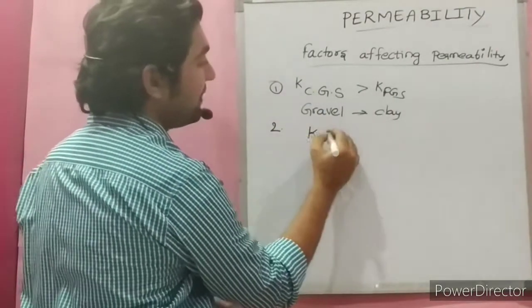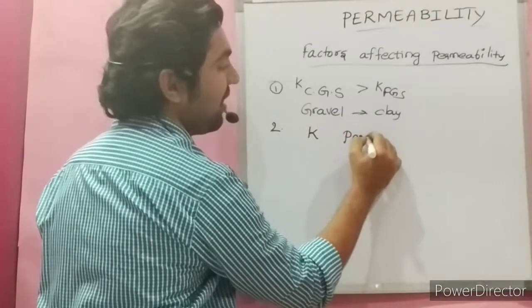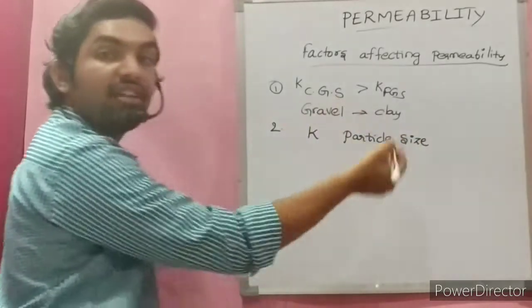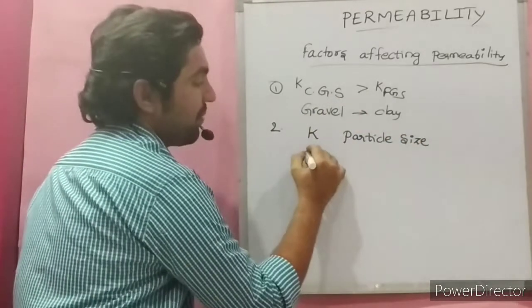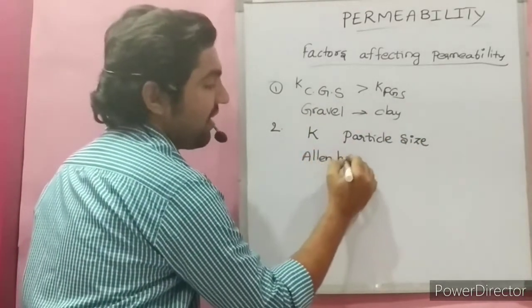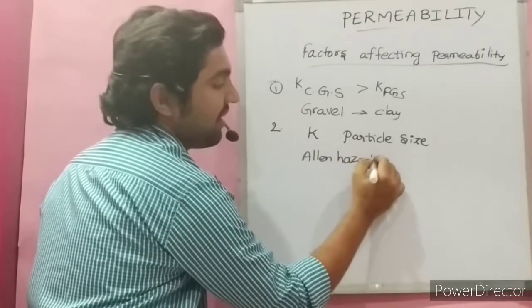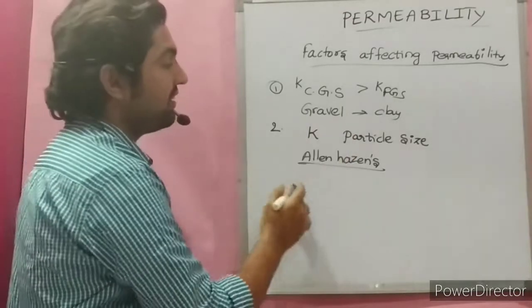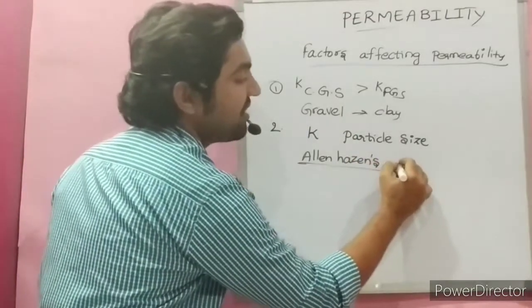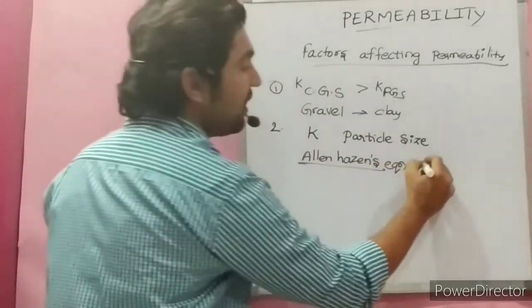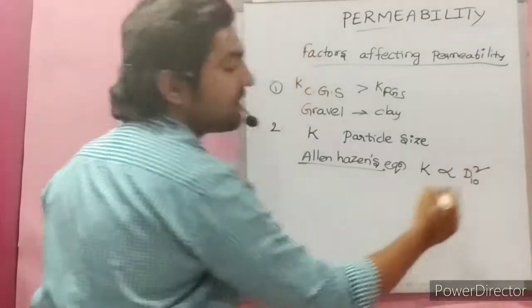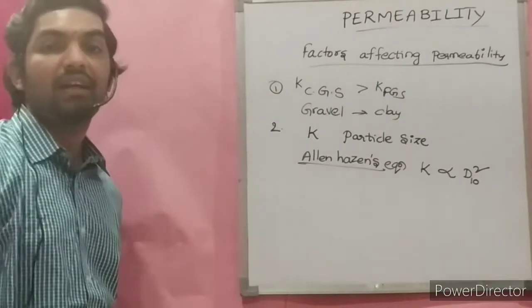Permeability also depends on the particle size of the soil. Who gave this statement? Allen Hazen. Because it is his statement, Allen Hazen gave this equation. It is called Allen Hazen's equation for permeability. What did he say? Permeability is directly proportional to D10 square, the square of the effective size of the particle.